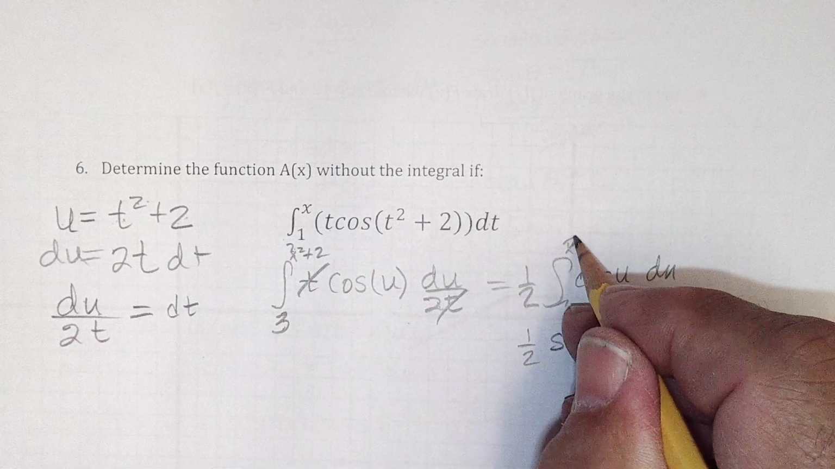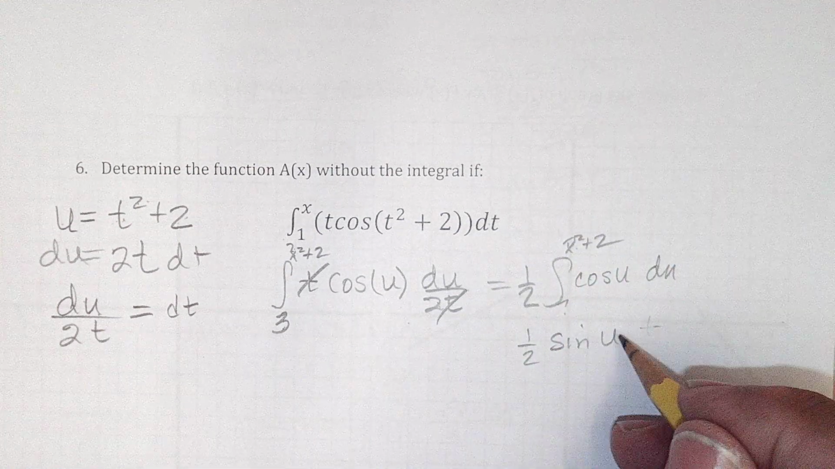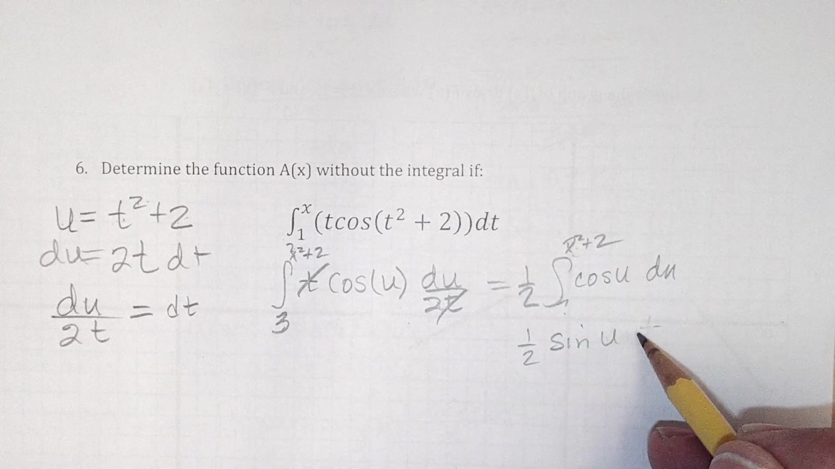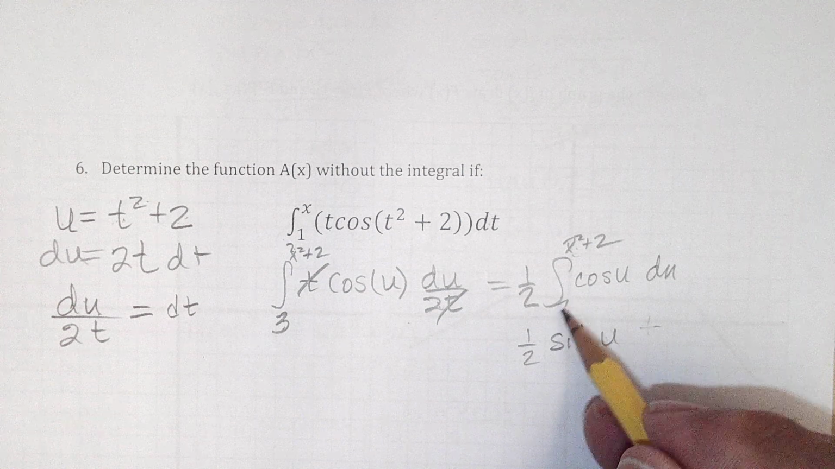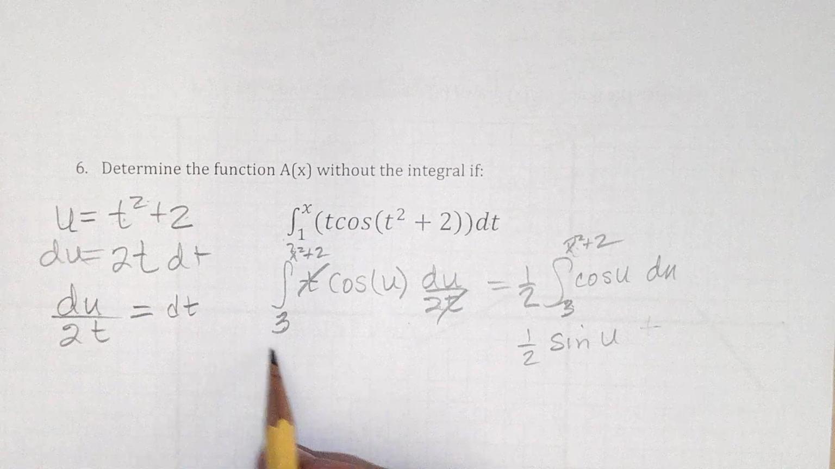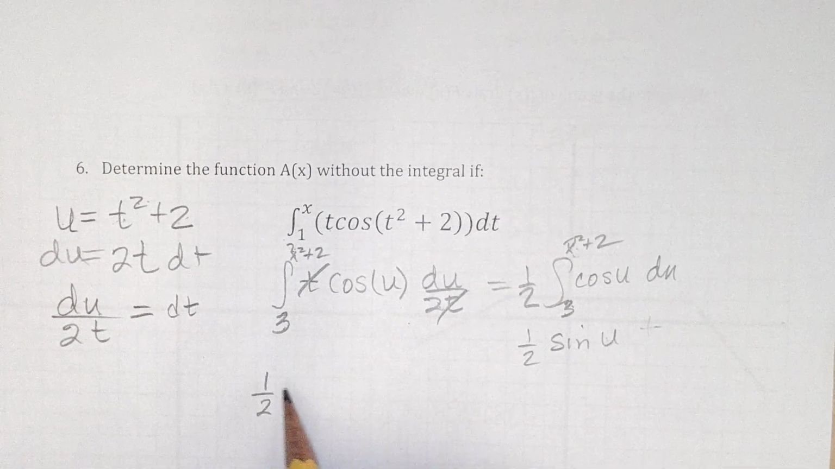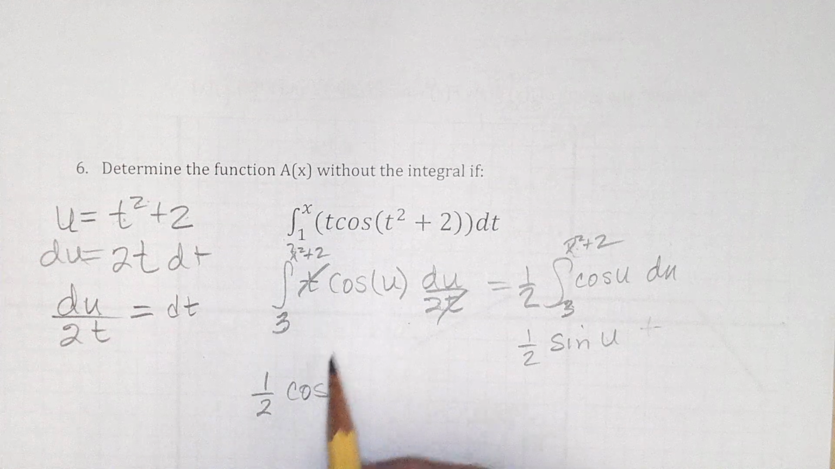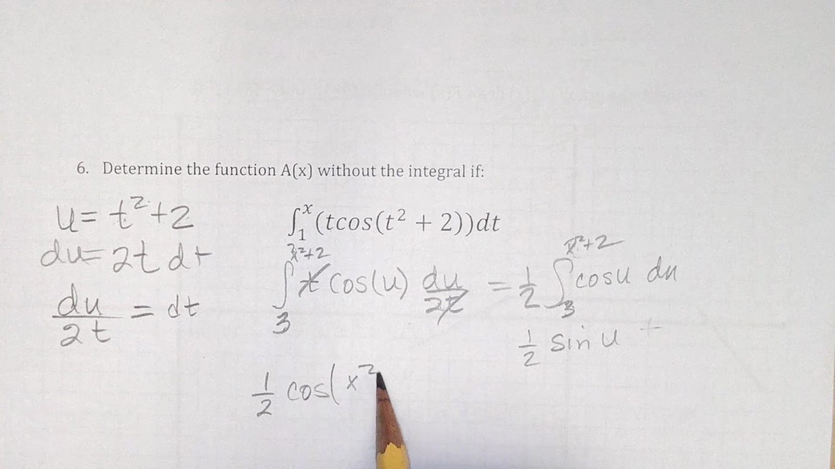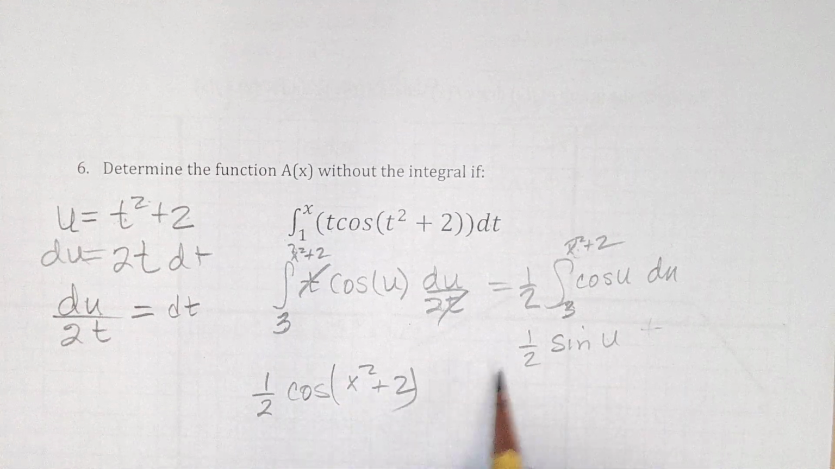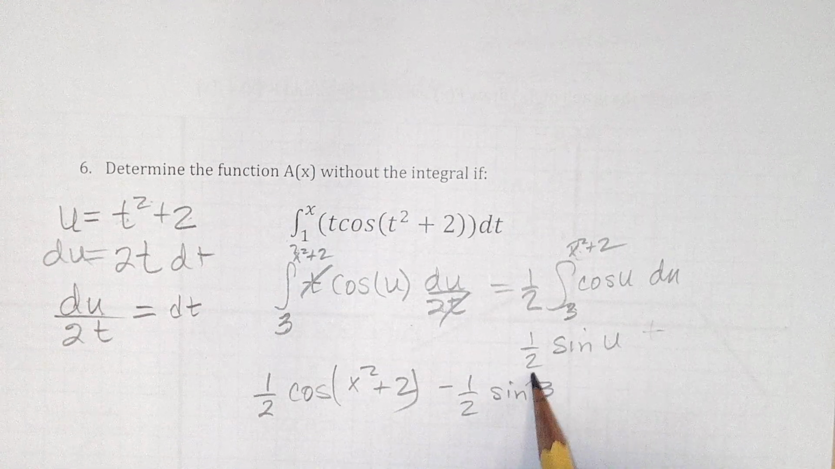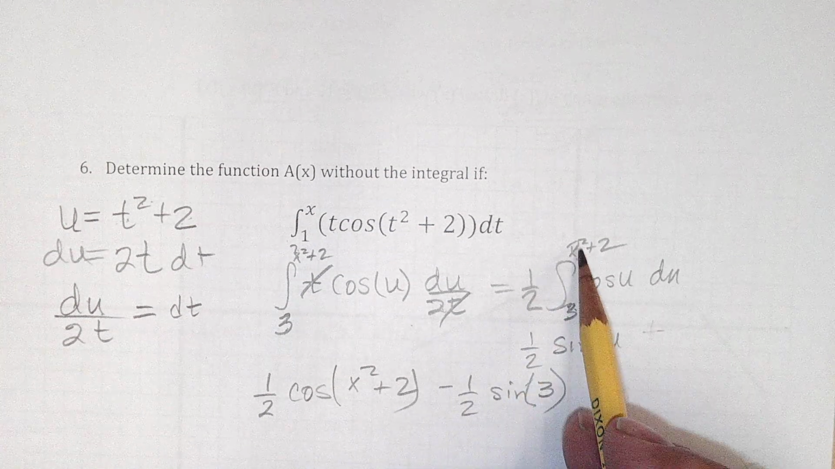So this would be x squared plus 2. And I could put in x squared plus 2 into here, minus 1/2 sine of the bottom, which was a 3. So we get 1/2 cosine of x squared plus 2 minus 1/2 sine of 3. And no plus C because it's a definite integral.